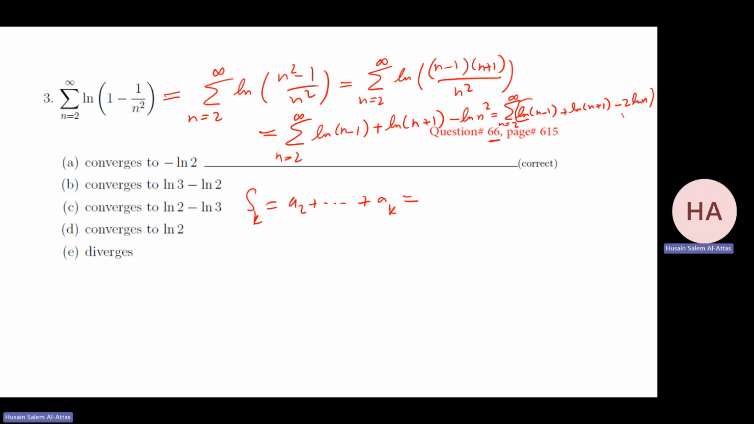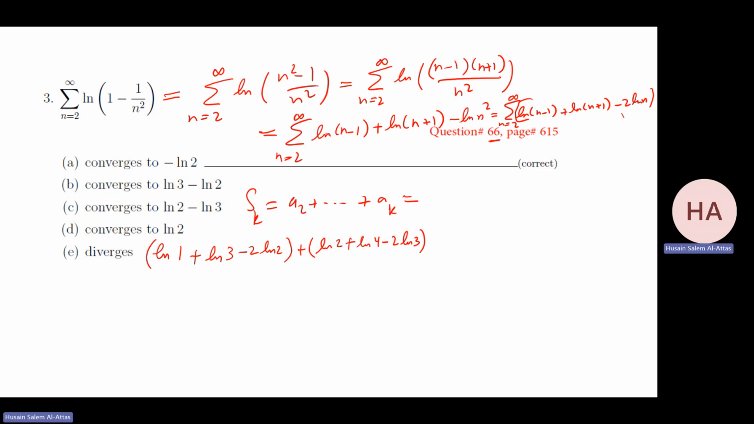What will A2 be? ln 1 plus ln 3 minus 2 ln 2. That is A2. A3, be careful: ln 2 plus ln 4 minus 2 ln 3.